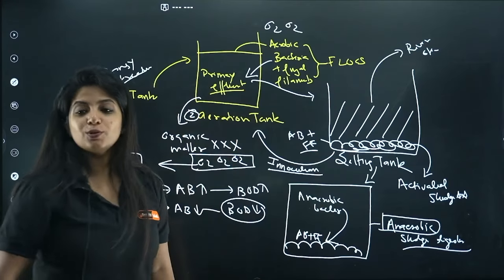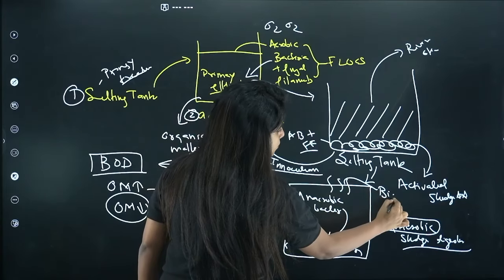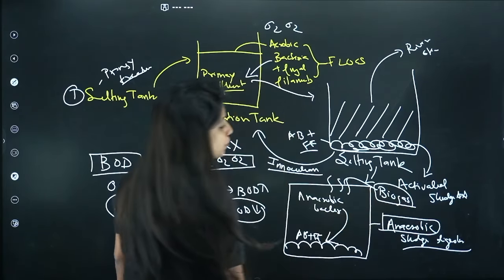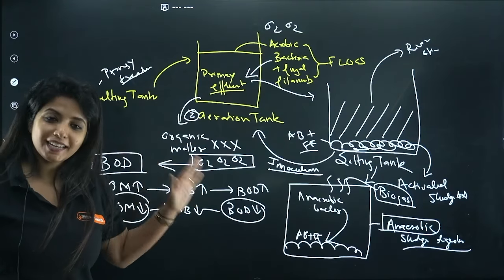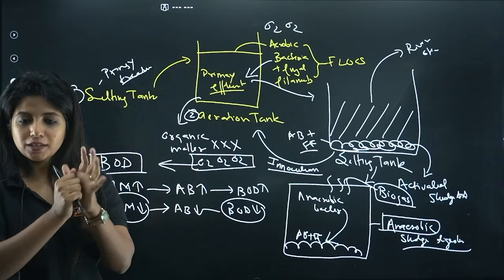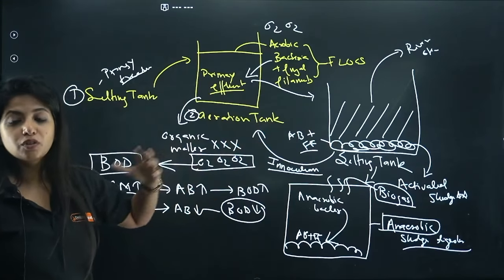And what does it produce over here? It is going to produce the biogas. This is the entire thing of sewage treatment. So you might be asked, what is activated sludge made up of? Please know it is aerobic bacteria plus the fungal filaments.